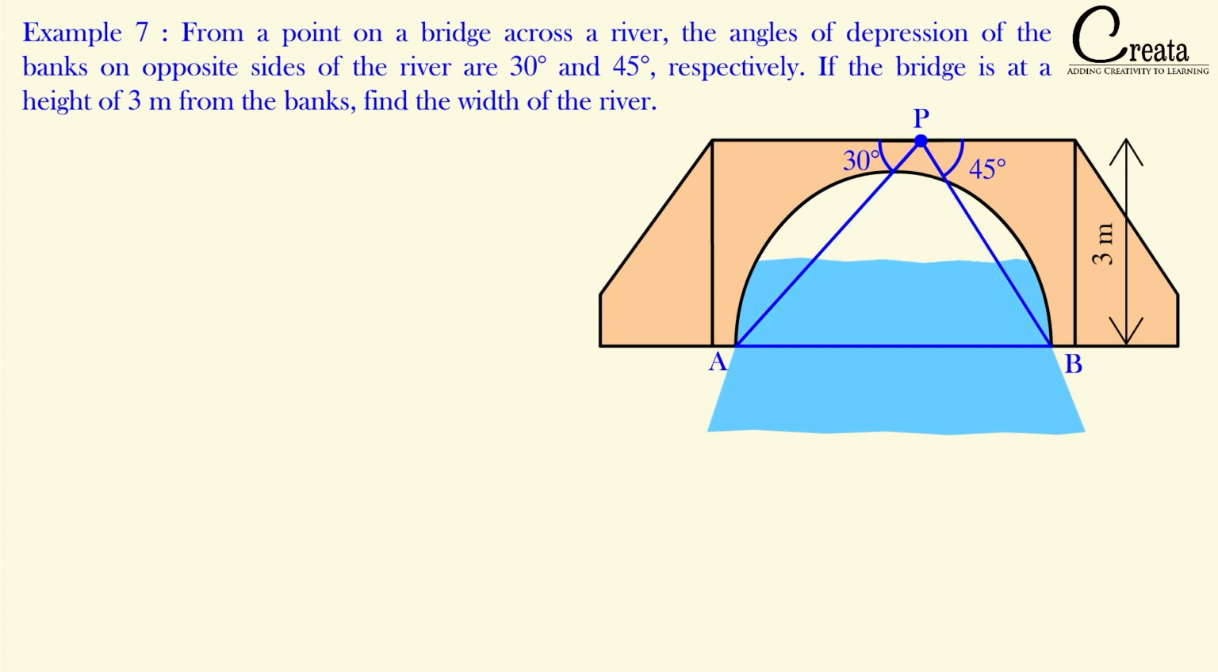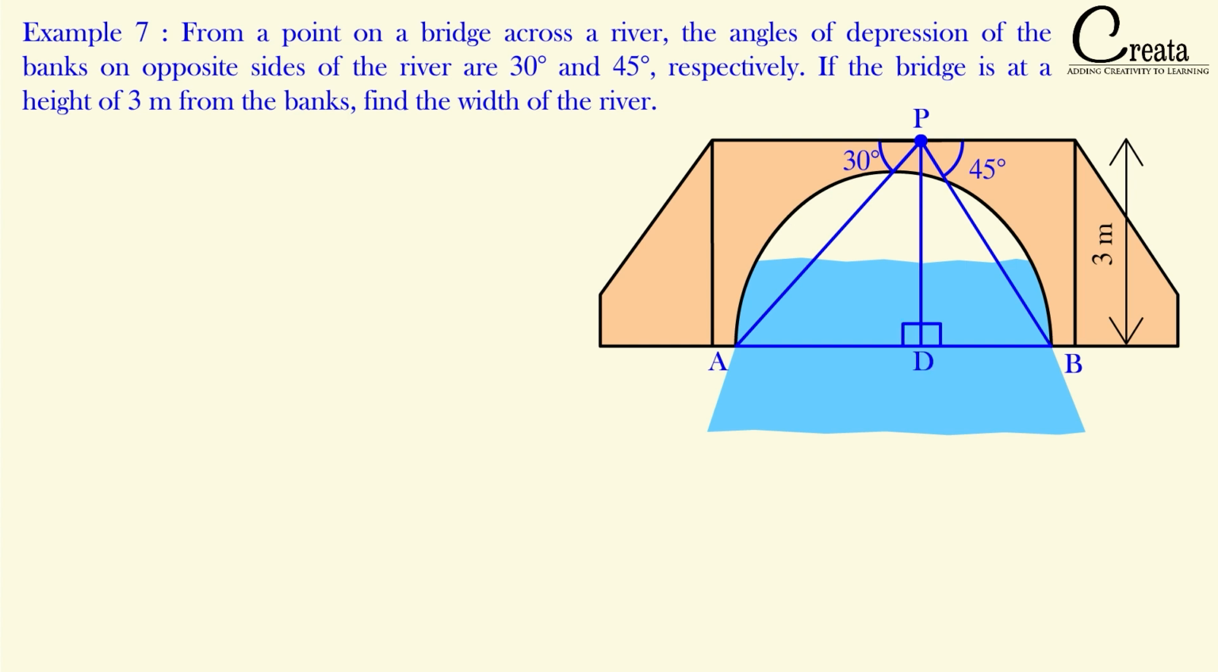The simple calculation we have done to identify whether the triangle is a right angle triangle or not. It means our first step is still pending, that is identifying a right angle triangle in the given scenario. So let's try to make a right angle triangle in the given figure. For that, let's draw a perpendicular line from the point P towards the line AB.